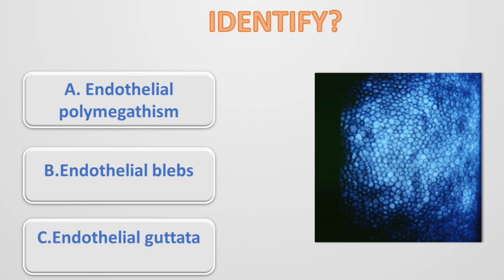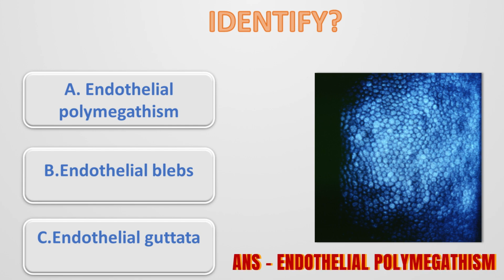Next question. Identify the following corneal condition. A, endothelial polymegathism. B, endothelial blebs. C, endothelial guttata. The correct answer is endothelial polymegathism. There is variation in endothelial cell size of cornea due to increase in lactate accumulation and increase in carbon dioxide concentration.